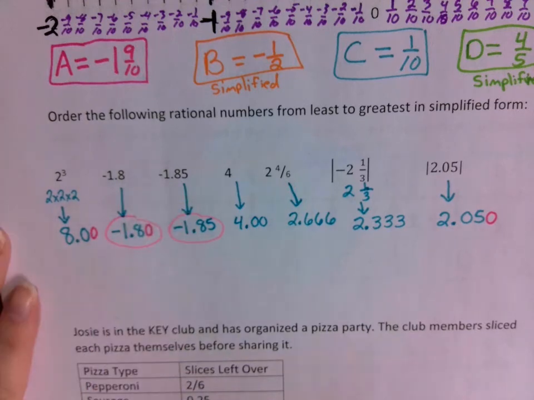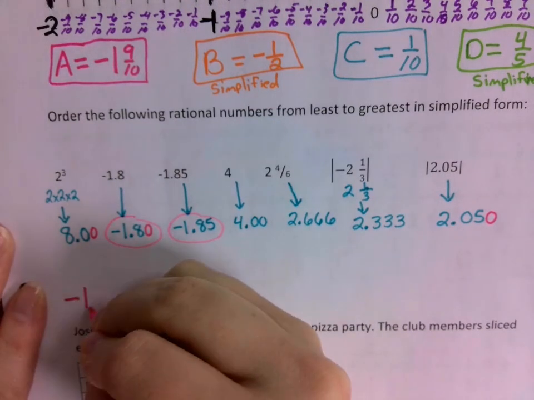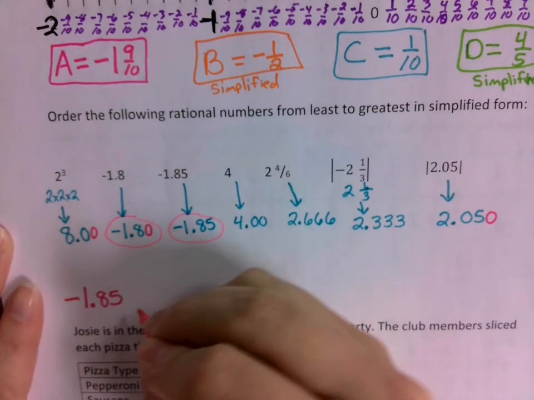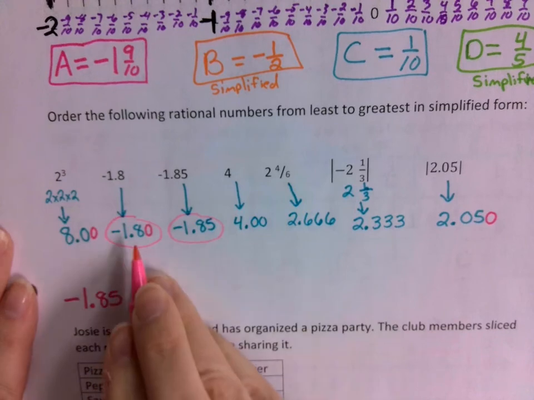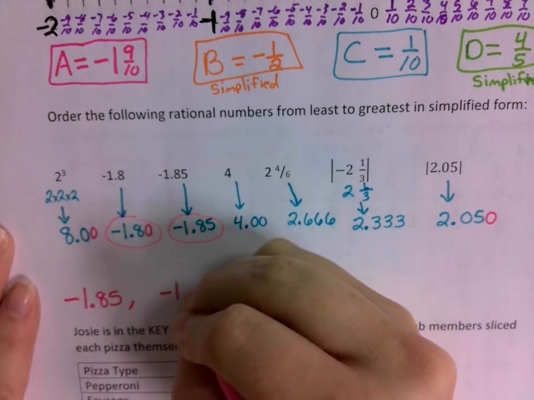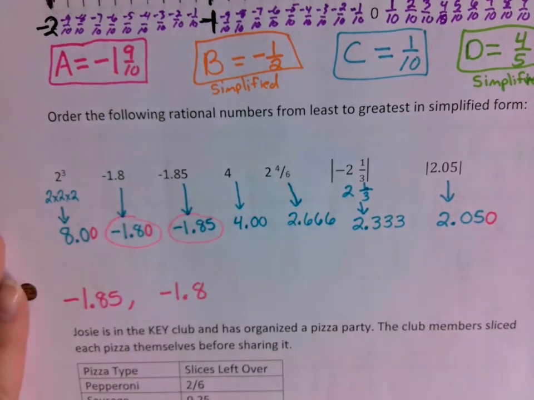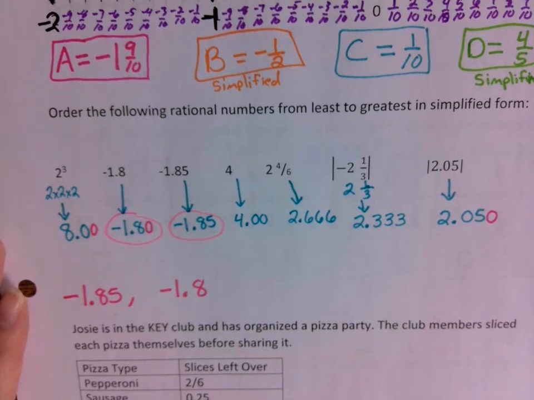Negative 1.85. That means the next number is going to be that negative 1.8. Okay, I'm always going to write them back in their original format. We've now done all of their negative numbers. Let's focus on the positive numbers. Which positive number up here is the smallest?